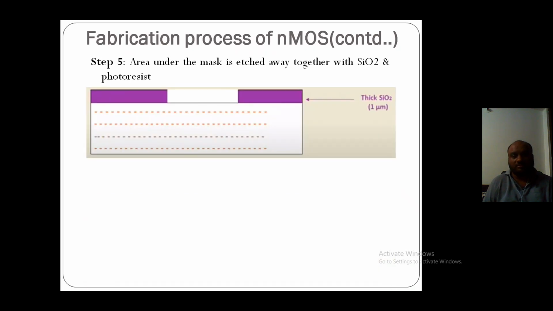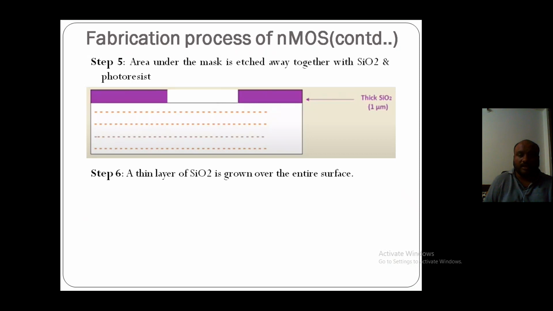So whichever the area not exposed to ultraviolet light can be etched away together with the silicon dioxide and photoresist, whereas the remaining portion will be hardened and the thick silicon dioxide will be hardened in the other areas where the ultraviolet light is passed through the mask. Step 6. A thin layer of silicon dioxide is grown over the entire surface.